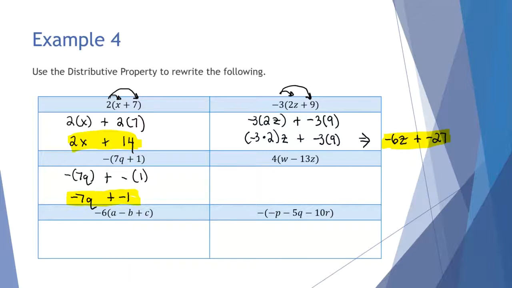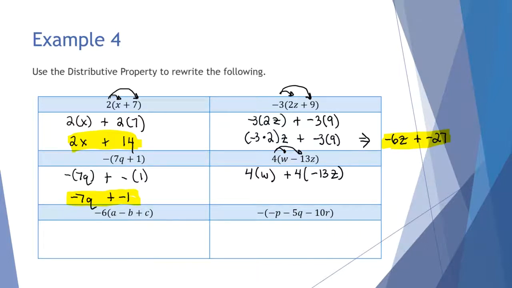So now let's take a look at 4, and then in parentheses, w minus 13z. So first we have to do 4 times w, and then plus, and then that minus is going to be included with the negative, we're going to think of that as a negative 13 there. So that's going to be 4 times negative 13z. So if you have a minus in there, just stick it with the number, or if it's in front of a variable, stick it with what follows it, and think of those together, and then you still have a plus in between.